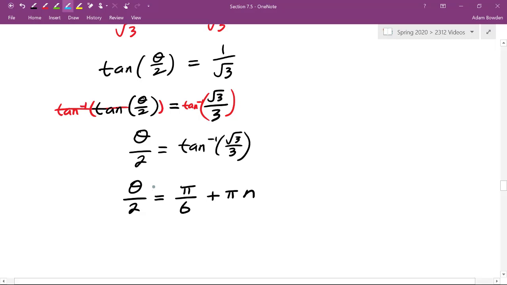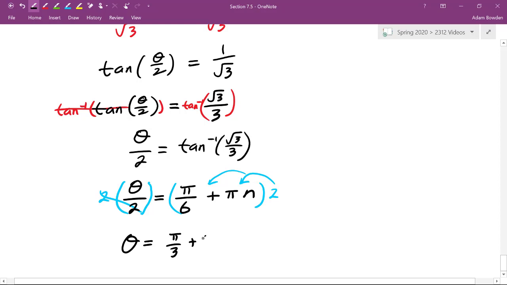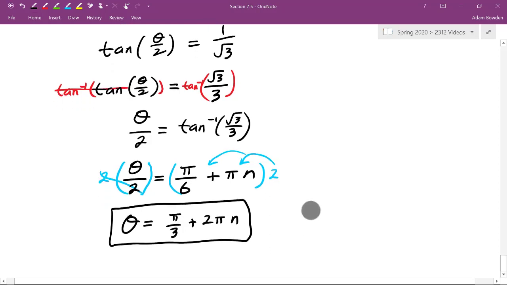So that only, though, solves for the theta over 2. To solve for theta, we're going to multiply both sides by 2. We've got to distribute this there, and we're going to get theta is equal to pi over 3 plus 2 pi n. And so that's going to represent all solutions to this equation.